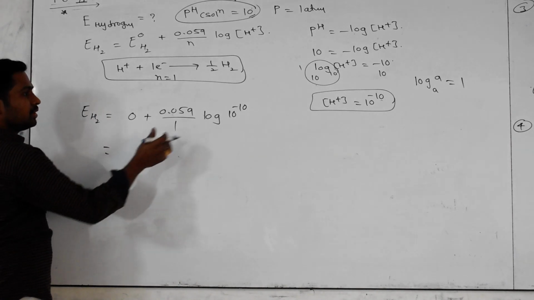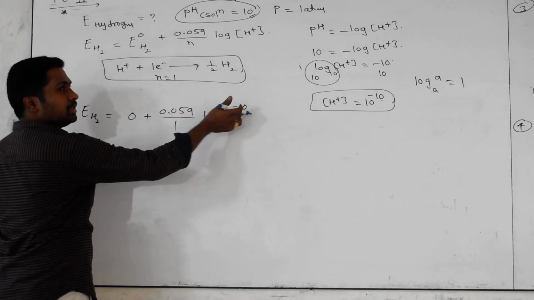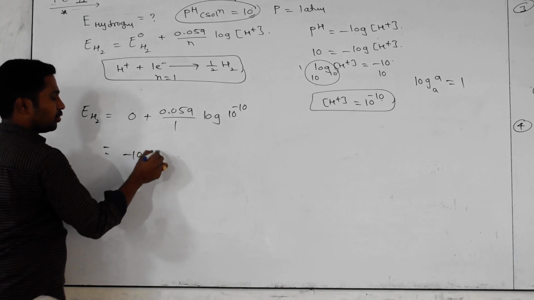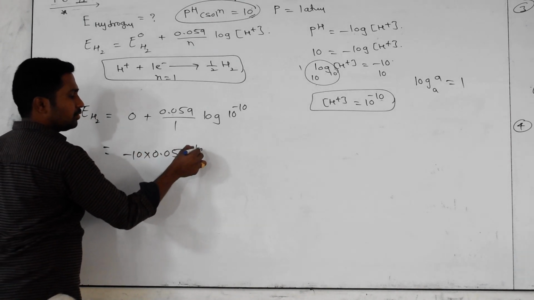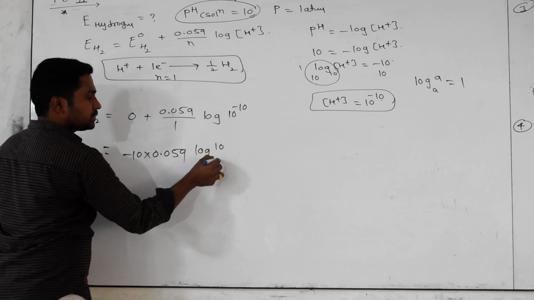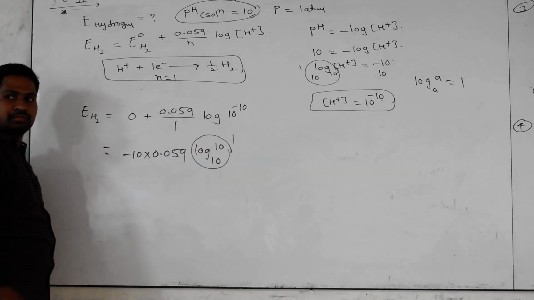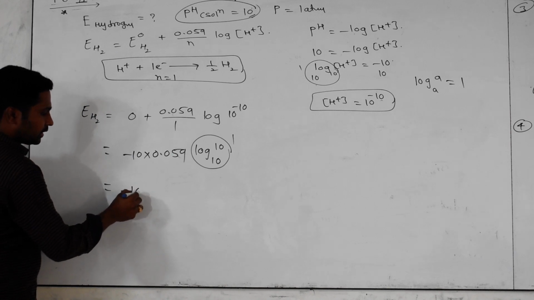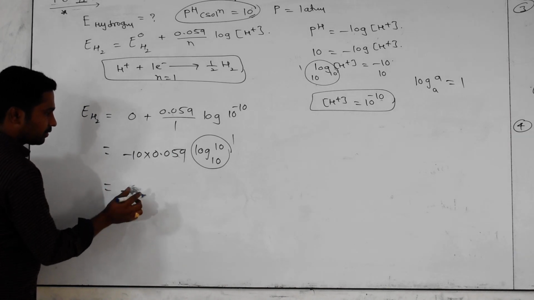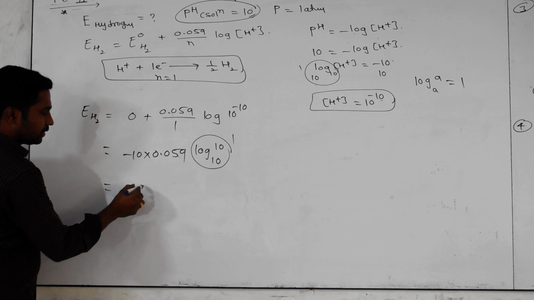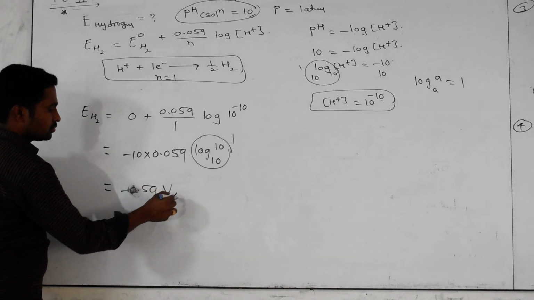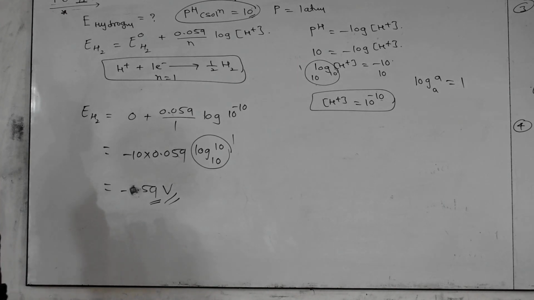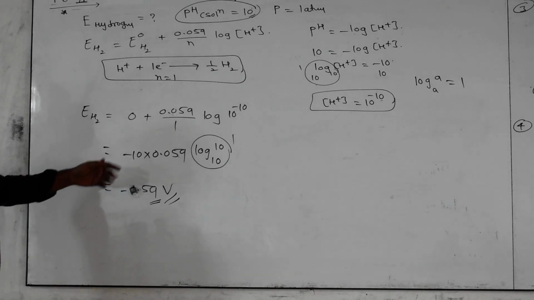Good simplification. Log A power x is x log A. Yes or no? X log A means minus 10 into 0.059 into log 10 to the base 10, which is already 1. It is nothing but we can write it as minus 0.59 volts. Are you clear? This is very simple.